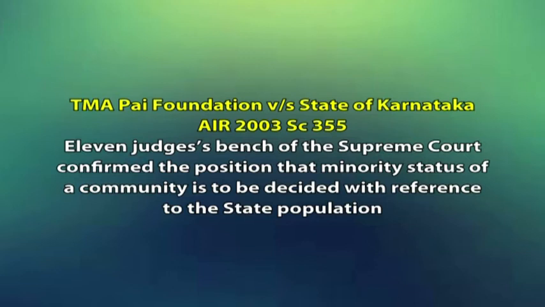The court has ruled that a minority has to be determined in relation to the particular legislation which is sought to be implemented. If it is a state law, the minorities have to be determined in relation to the state population. In T.M.A. Pai Foundation case, the 11 judges bench of the Supreme Court confirmed the position that minority status of a community is to be decided with reference to the state population.